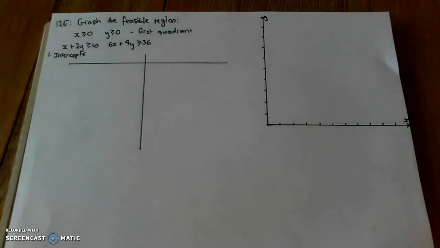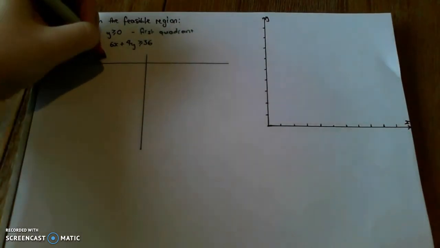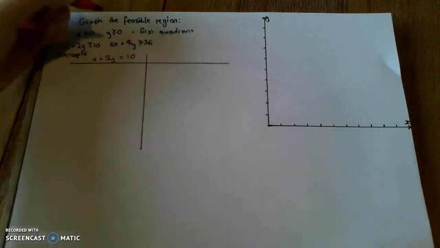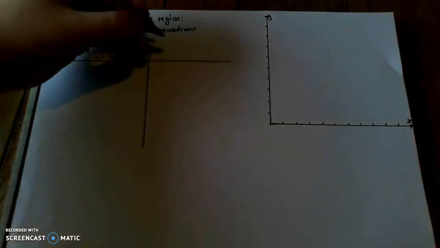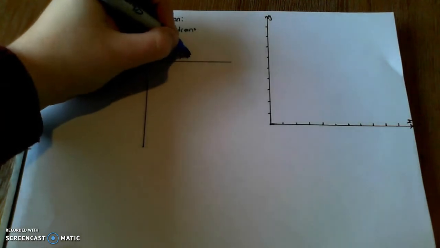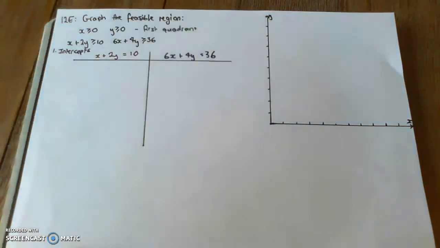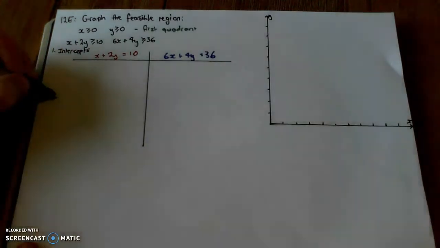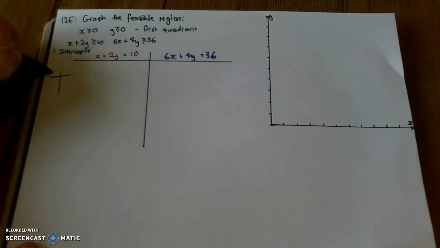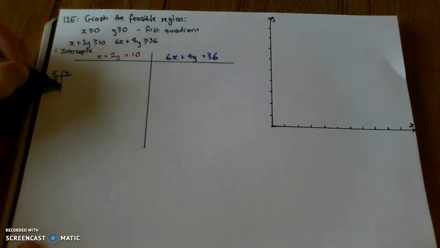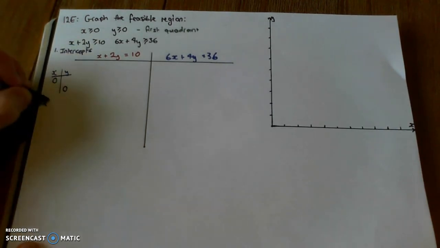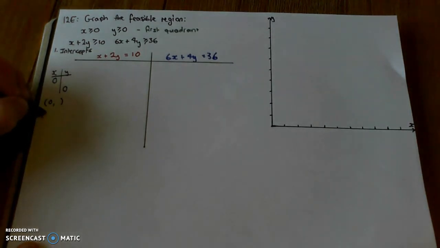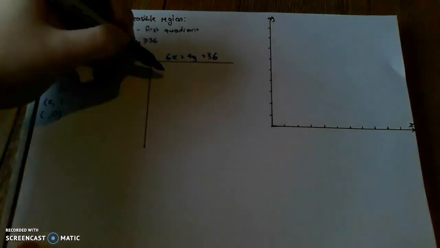So let's start off by what we've been doing every time, finding our x and y intercepts. So on one side of this table, we'll have our first equation. On the other side, we'll have our other equation. Now we can draw in our table of values, x and y. So we want when x is 0 and when y is 0. That will give us two coordinates. And again on the other side.